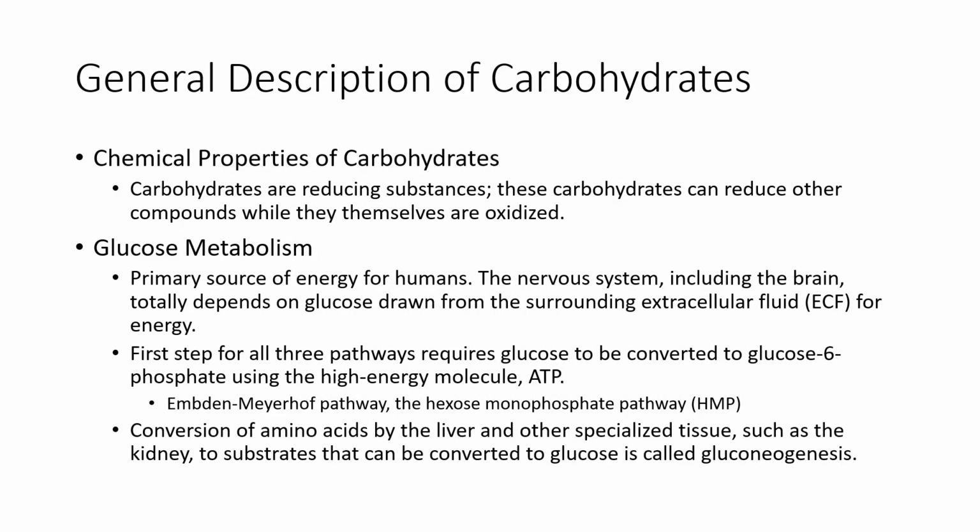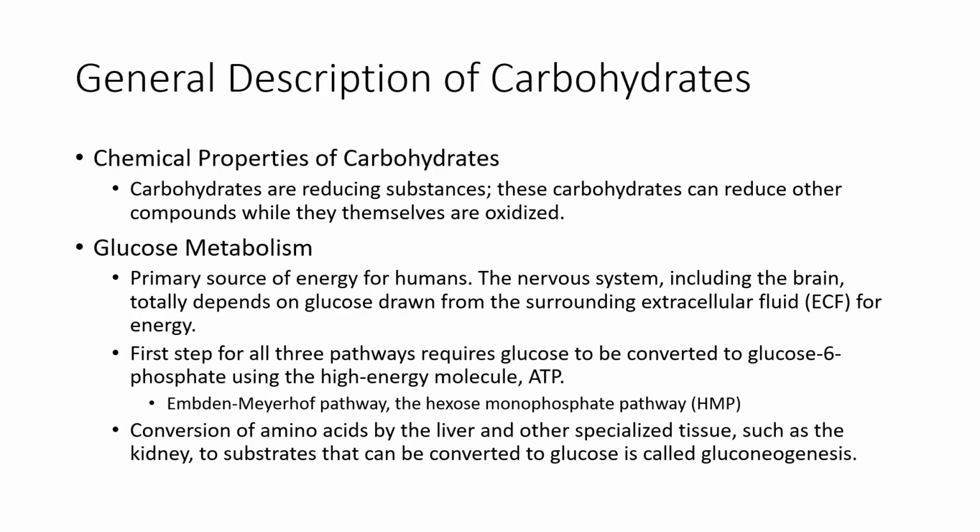Carbohydrates are reducing substances. These carbohydrates can reduce other compounds while they themselves are oxidized. During glucose metabolism, we have our primary energy source. So the nervous system, including the brain, totally depends on the glucose drawn from the surrounding extracellular fluid for energy. The first step for all 3 pathways of glucose metabolism requires glucose to be converted to glucose 6-phosphate using the high-energy molecule ATP.